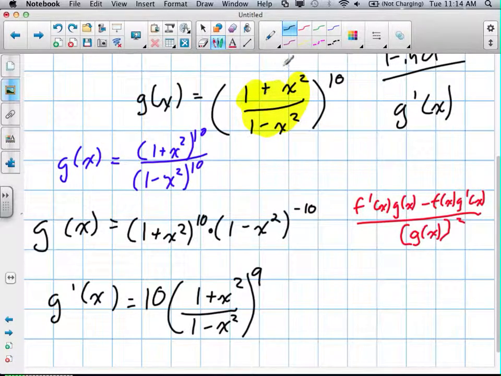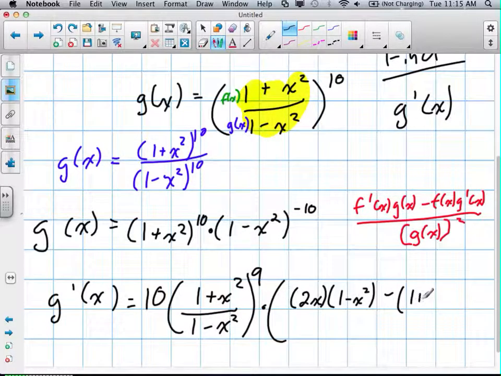So what that means, this now becomes, think of this part like our f at x, and this becomes our g at x on the bottom. So first thing we need to do is we need to find a derivative of that, 1 plus x squared, which is just going to be our 2x, multiplied by the original g at x, which is 1 minus x squared. And that's going to be subtracted by the original f at x, which is 1 plus x squared, times the derivative of the bottom, which will be negative 2x.